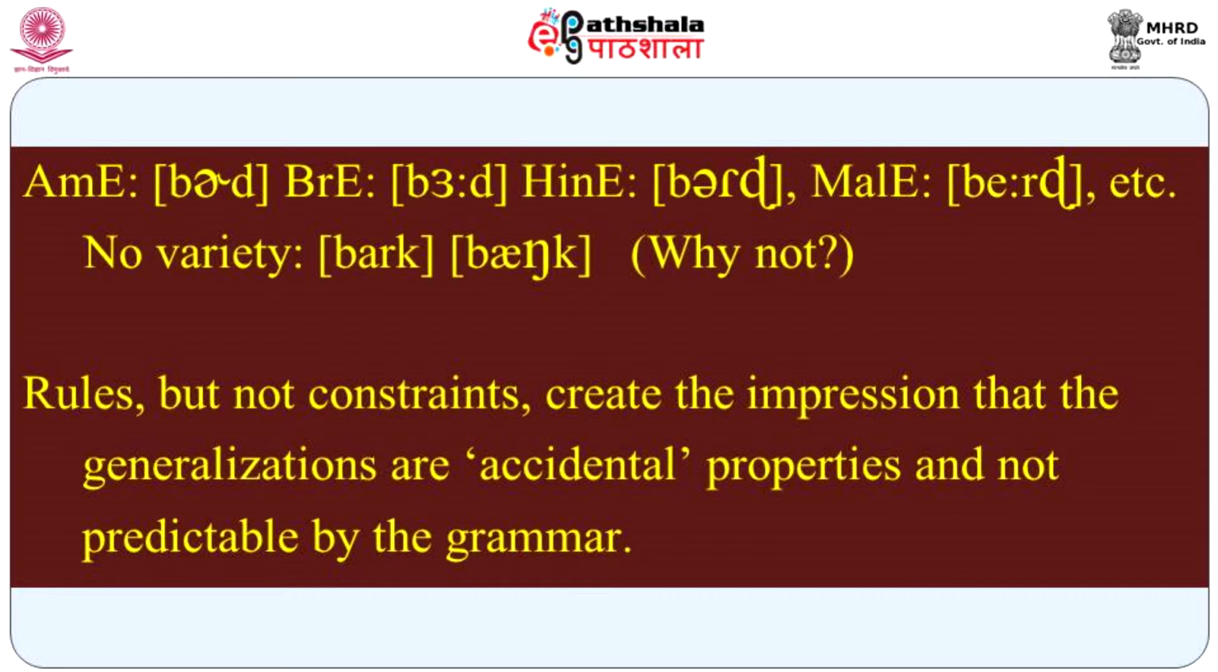Now, as compared to the above conception of constraints in OT, where any number of constraints can apply to the outputs of an input form, in derivational models only those phonological rules apply that meet the structural description of a rule and not the entire set of rules. Besides, rules but not constraints create the impression that the generalizations are accidental properties and not predicted by the grammar. In OT, the outputs are predicted by the grammar. The constraints are ranked in such a way that only an optimal output will emerge and not any other.